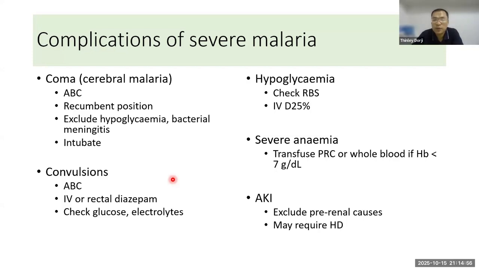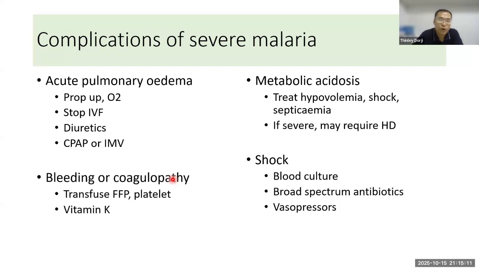If the patient is having hypoglycemia, check the sugar and give IV dextrose. If the patient is having severe anemia, please transfuse if the hemoglobin is less than 7. And for acute kidney injury and for metabolic acidosis, the patient might require hemodialysis.